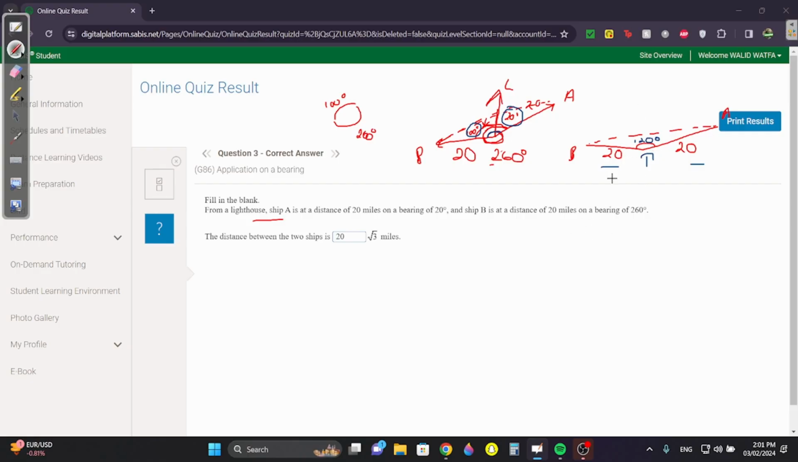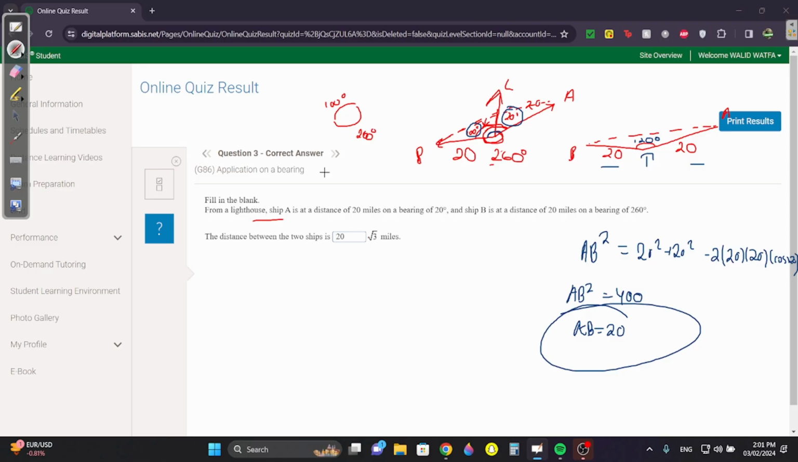So AB squared. What's the cosine rule? The side squared equals the other two sides squared, 20 squared plus 20 squared, minus 2 times the other two sides times the cosine of the angle. So cosine 120. You get AB squared equals 400, so AB equals 20. This is how you solve it. Again, similar to question 1, but this time you can't use Pythagoras. Always draw triangles. It's very important to be able to draw the triangle.